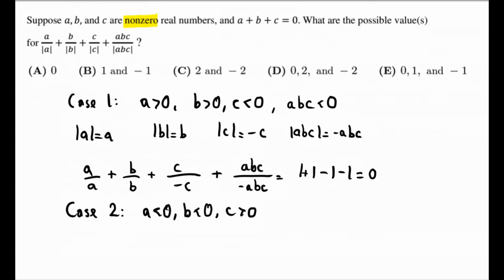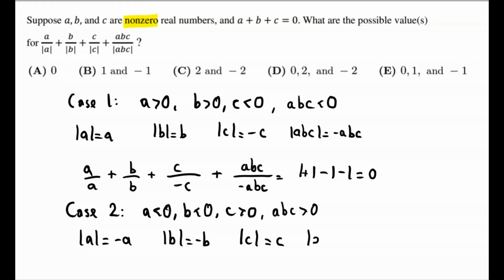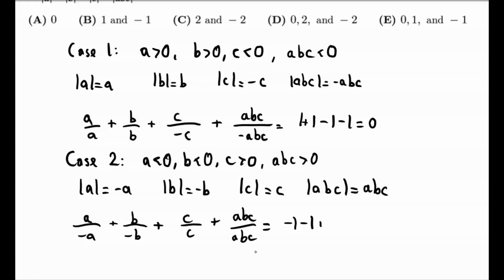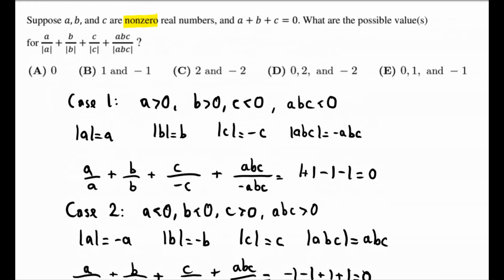And now for our second case. Well, in this case, ABC is going to be larger than 0. So we're going to have |A| equal to -A, |B| equal to -B, |C| equal to C, and |ABC| equal to ABC. So now our expression becomes A/(-A) + B/(-B) + C/C + ABC/ABC. Now this simplifies to -1 - 1 + 1 + 1, which is equal to 0. So our answer is A.